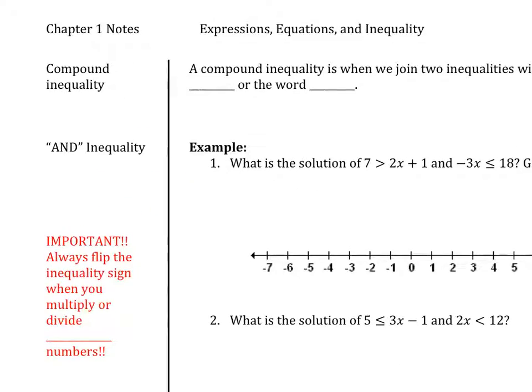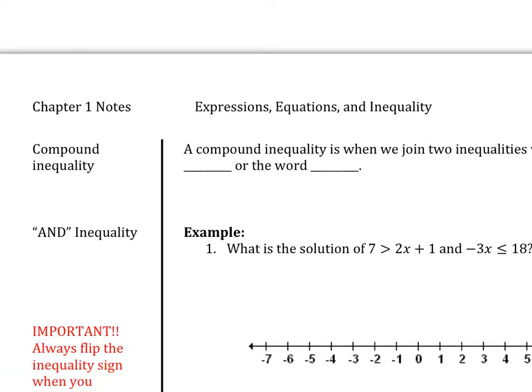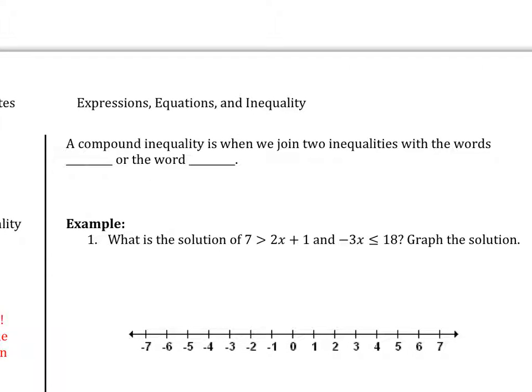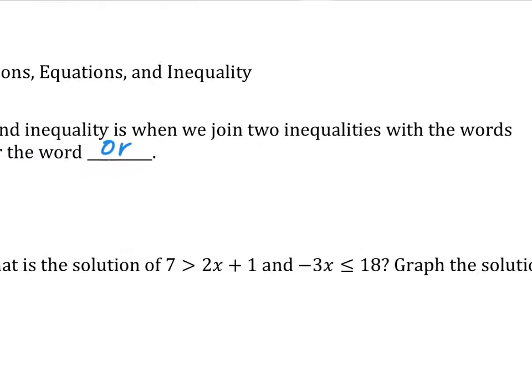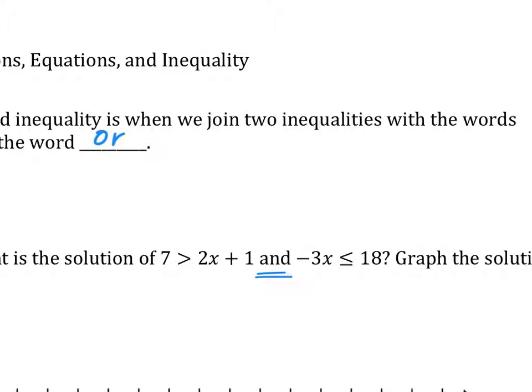Okay, next, compound inequality. Compound means that we're going to add two inequalities together. So far, we only look at one inequality at a time. So we're going to add two inequalities together by the word and or the word or. Okay, for example, this first one. You can see that this question has two inequalities, and they're connected by the word and. So what we're going to do is solve each one individually, and then combine them together into one inequality.